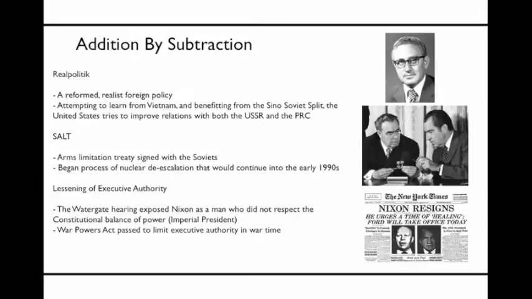The Watergate crisis, in which Nixon obstructed justice and later was forced to resign the presidency, exposed him as a man who didn't respect the constitutional balance of power. He was an imperial president and believed in that program of the executive acting as an emperor-like figure.